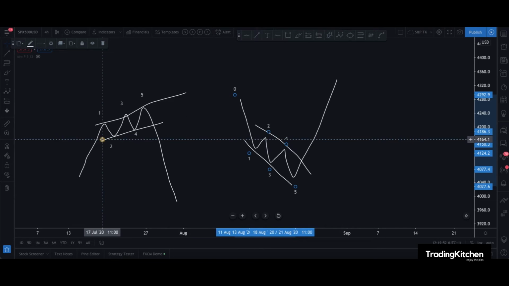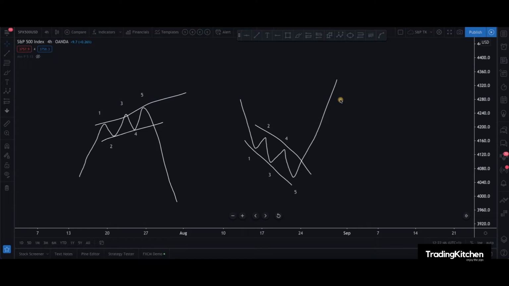Which are the rules? In this case, obviously, higher highs and higher lows. In this case, lower highs and lower lows. So 0.3 must be beyond 0.1, 0.5 must be beyond 0.3. Point 3 must be above point 1 and point 5 must be above point 3.